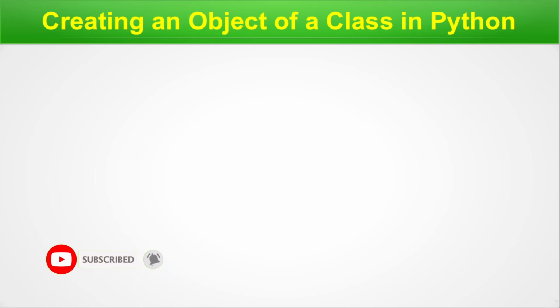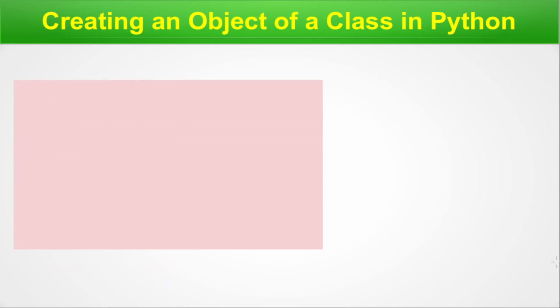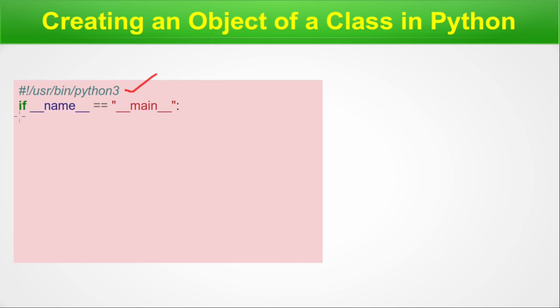Creating an object of a class in Python. Now here we will create an object. So first, here the code goes. We start with the Python interpreter, and here we write if __name__ is __main__. Now we are creating an object of the Student class which we have defined in the previous slide.